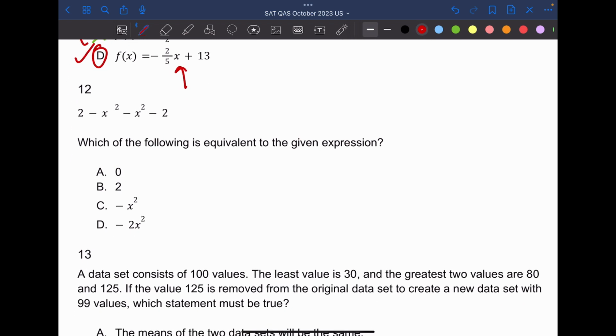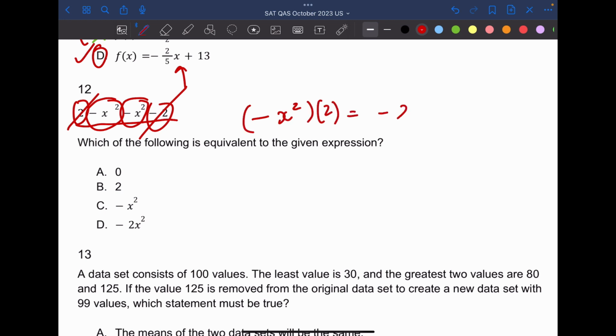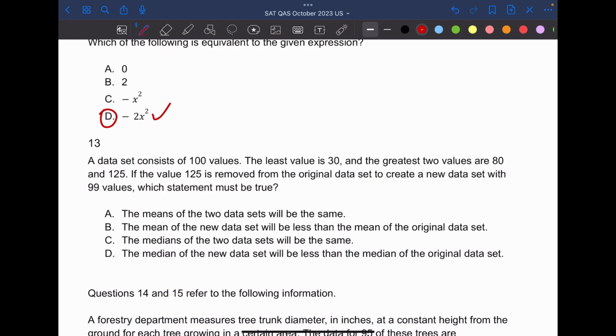Question number 12, you have kind of an expression here, and then it says, which of the following is equivalent to the given expression? So you gotta look at this using like terms. So here we have 2 and we have negative 2, so those both cancel out because 2 minus 2 is 0. Then we have negative x squared, and we have another negative x squared. So since we have 2 of them, we're going to have negative x squared times 2, which is the exact same as negative 2x squared. In other words, the answer is D. And we are done.